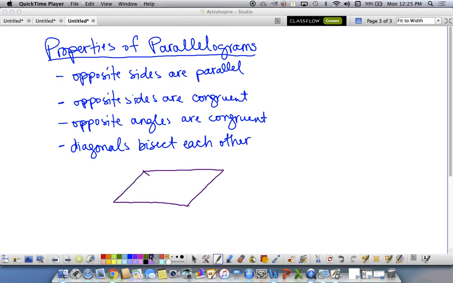Okay, these diagonals are not congruent. What they do is cut each other in half. Okay, there you go. Properties of a parallelogram that we probably need to know.